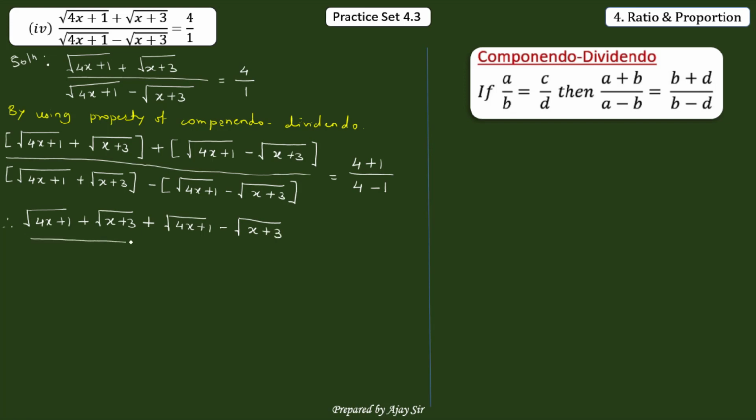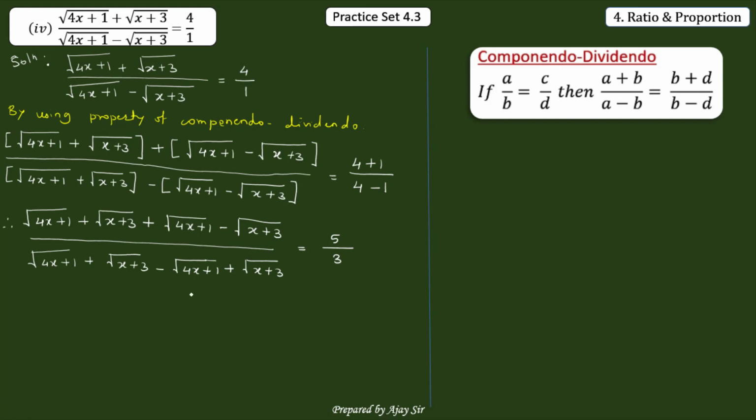Similarly for the denominator, the square root of 4x plus 1, removing the bracket, plus sign means same. But if it is a minus sign, the signs inside change, so it becomes minus 4x plus 1, the sign changes now. Similarly, minus into minus is plus square root of x plus 3. So the right hand side is 5 divided by 3 only.